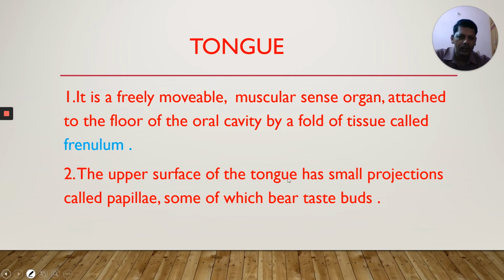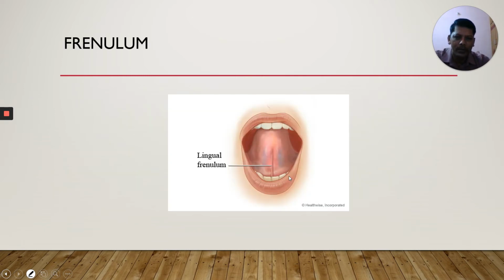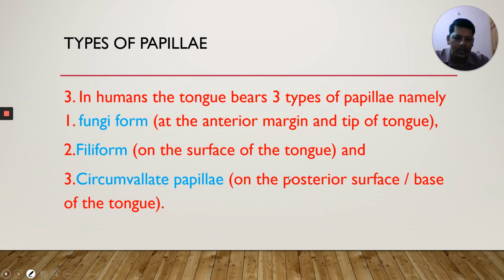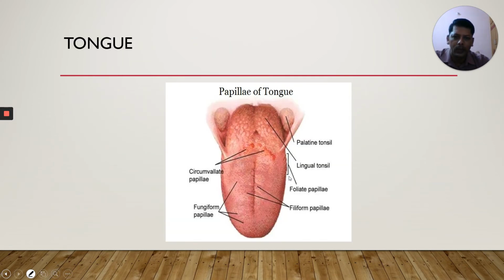The upper surface of the tongue has small projections. What do we call these small projections? Papillae. There are four types of papillae. In adult human beings, there are three types of papillae. What are they? Fungiform papillae, filiform papillae, foliate papillae, circumvallate papillae.